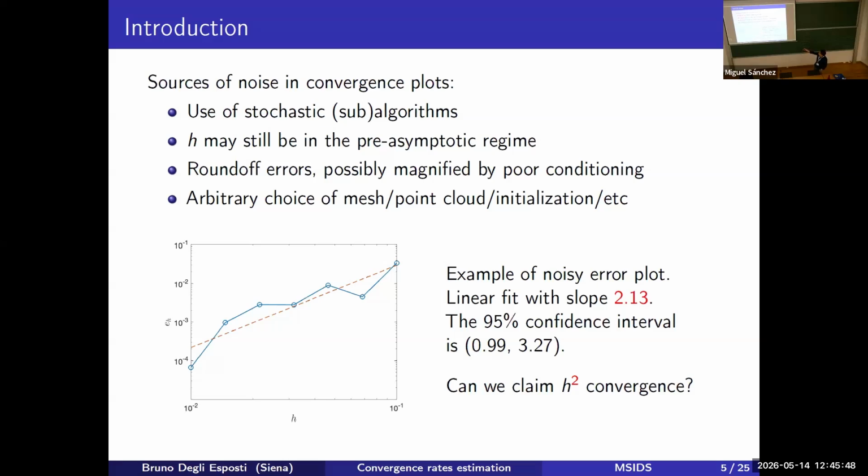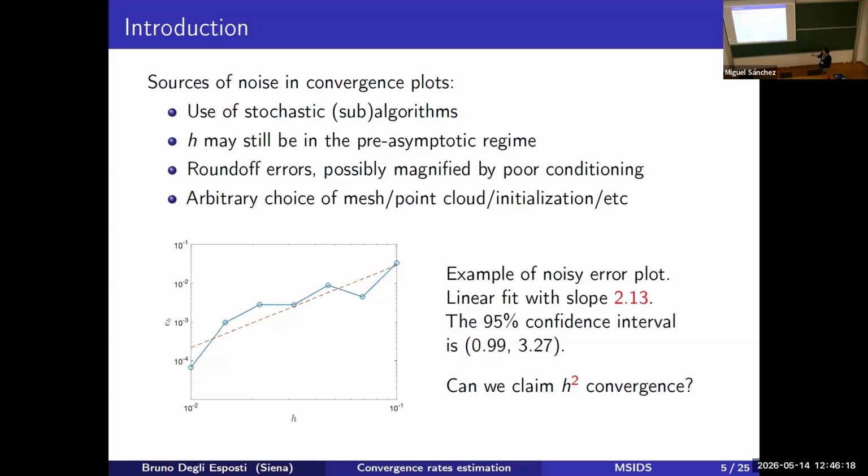This is an example of a noisy error plot. We do a linear fit. The slope is 2.13. MATLAB gives us also a confidence interval that's 0.99 to 3.27. Okay. Can we claim h squared convergence given this confidence interval? I wouldn't say so, right? At least I would object as a reviewer of a paper if someone claimed that it's clear from this picture that this is h squared convergence, if this is the confidence interval we get, right?